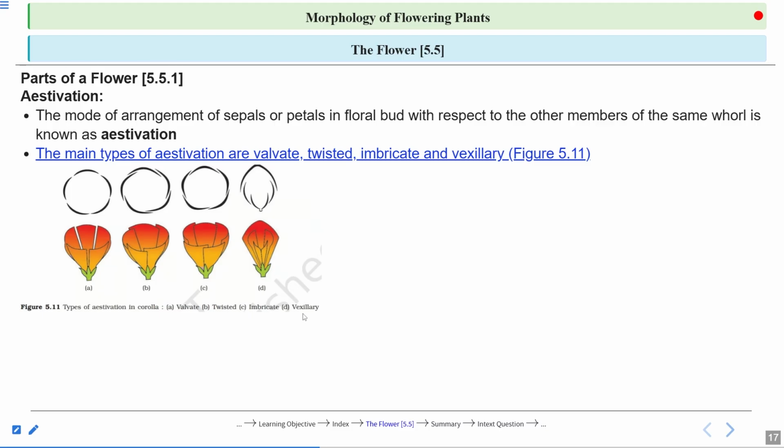So see this vexillary. This is one of the petals, a very large petal, because the two petals are united here. See, this is the standard one, and these are the two sides, and this is again united here. So this is zygomorphic. Only one symmetry could be there. And the example is the pea plant, vexillary estivation. Very, very important. Let us see one by one all the different types of estivation here.